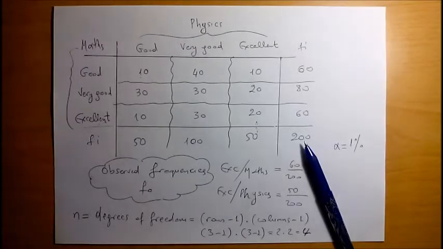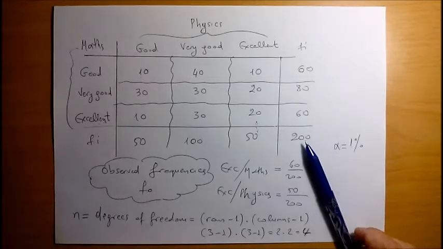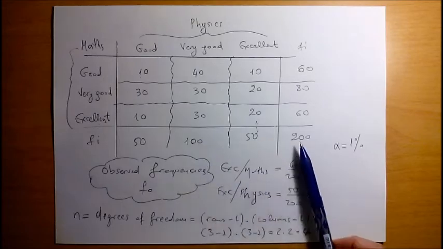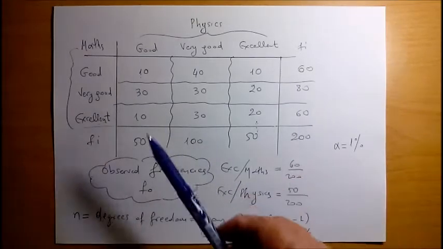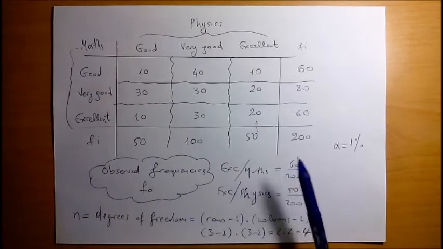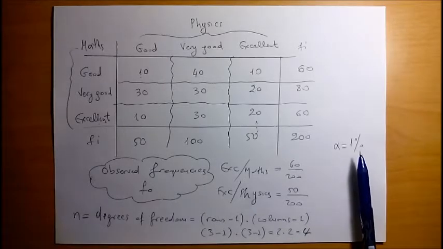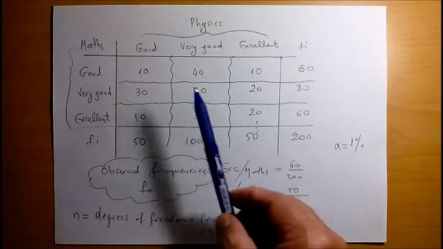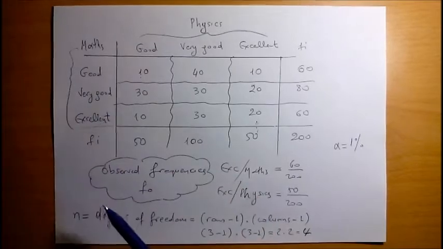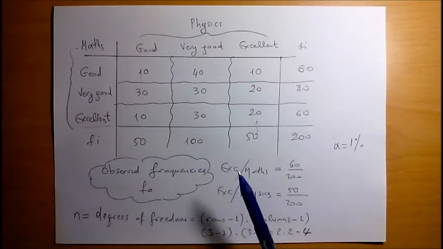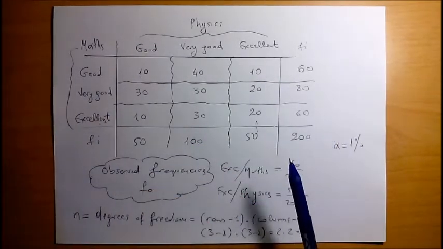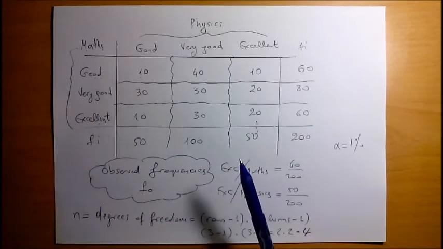Hi guys, today we are going to talk about the chi-squared test for independence. Suppose that we have a sample of 200 students and we want to check, at significance level alpha equals 1%, if the results in physics and math tests are independent. So we have the following table here.